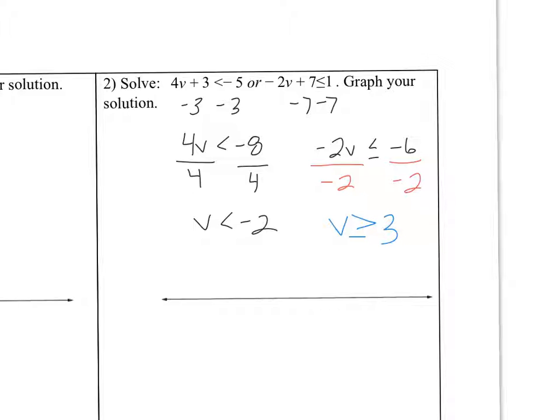So my graph is v is less than negative 2. So it's an open dot at negative 2 shaded to the left. Or v is greater than or equal to 3 shaded to the right.